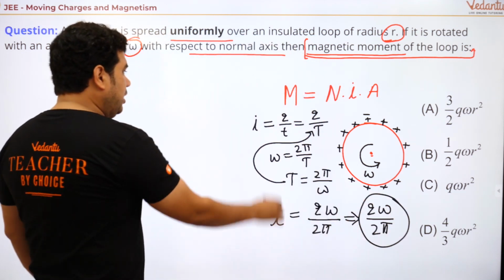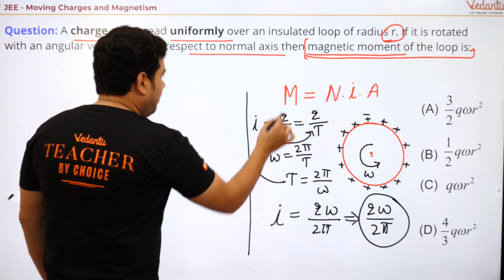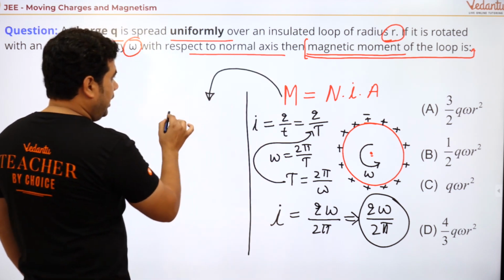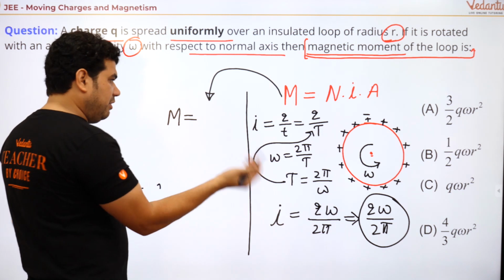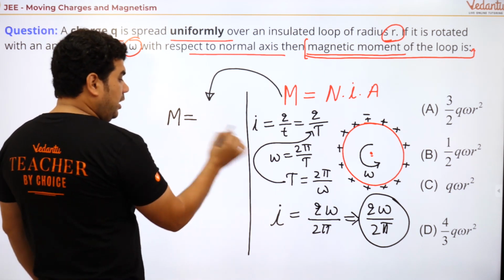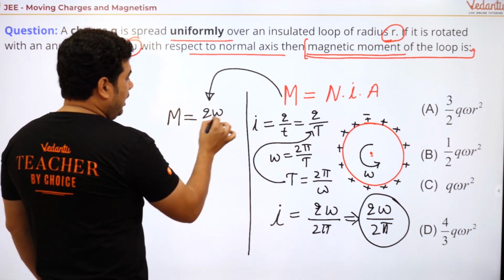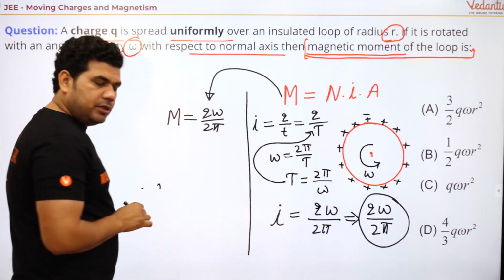And magnetic moment, what we have? Magnetic moment that we have, M is equal to N I, there is only one turn, so N is equal to 1, I is equal to Q omega divided by 2 pi, right?